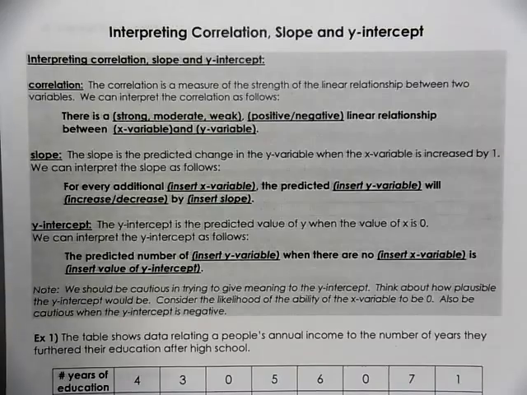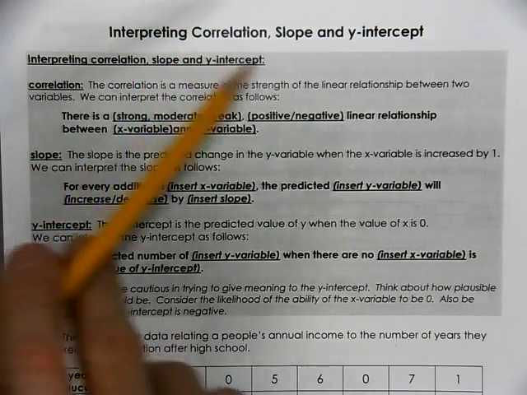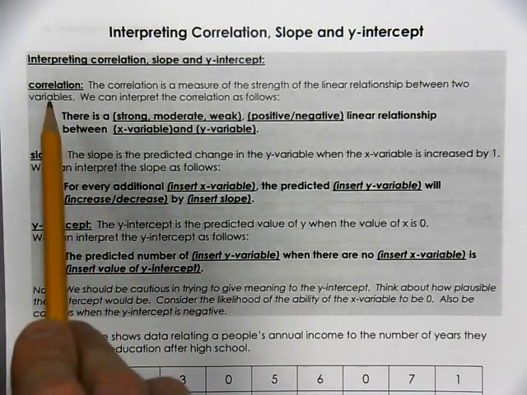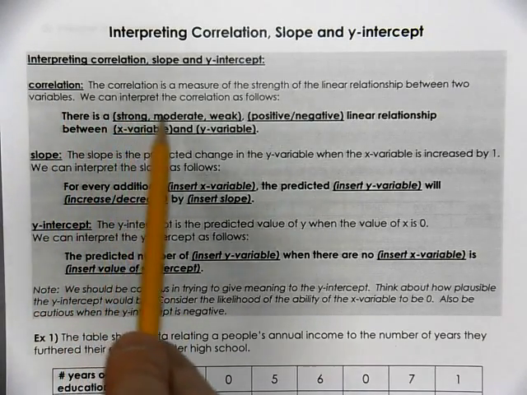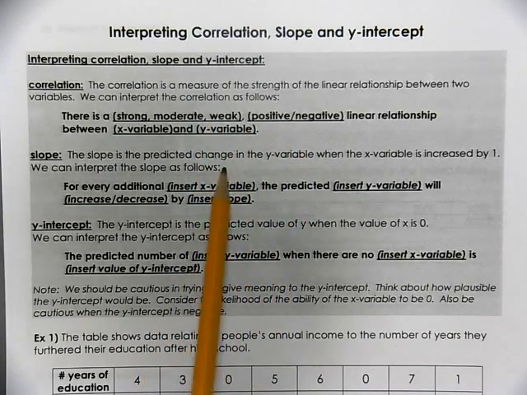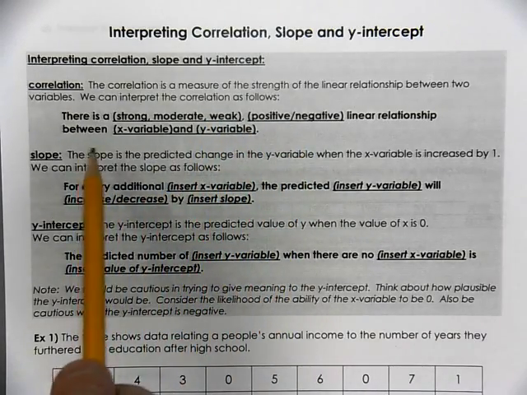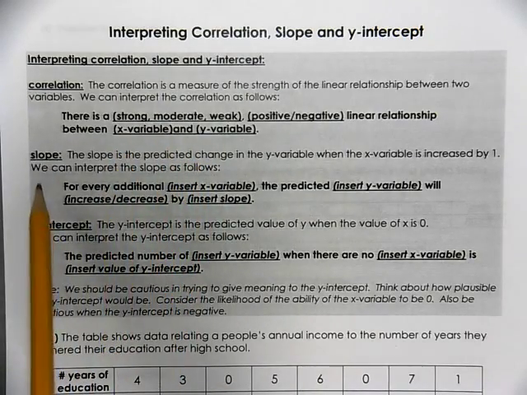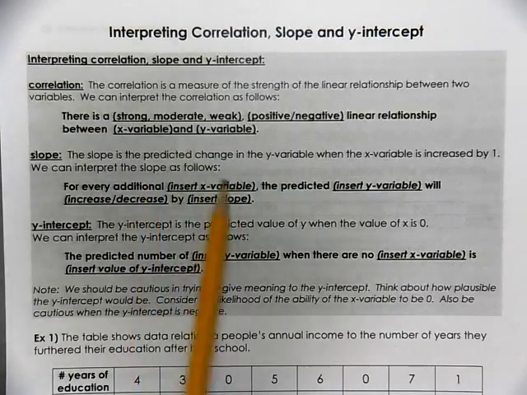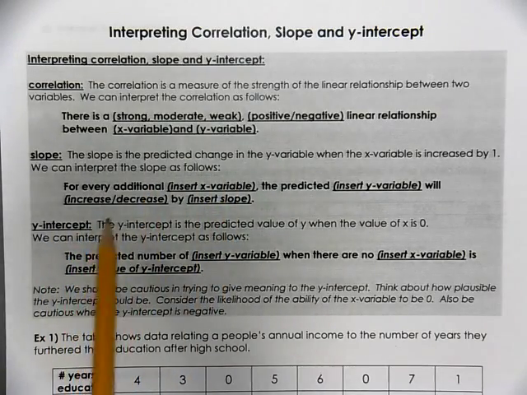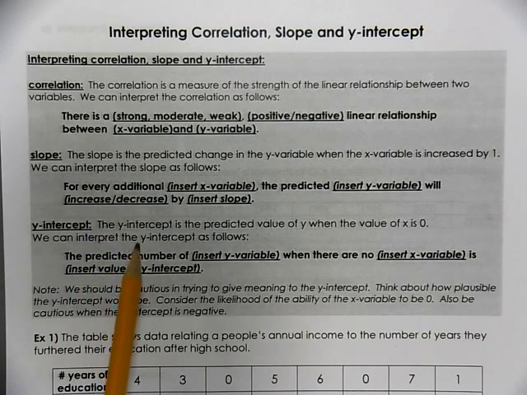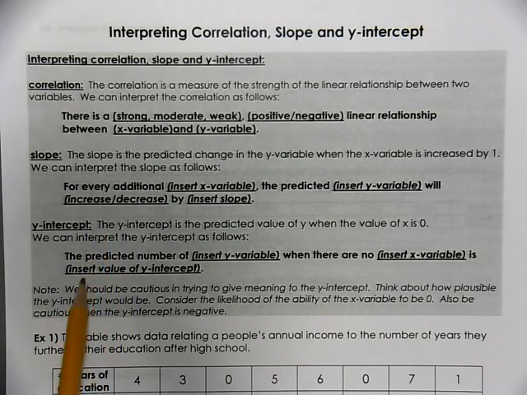Our next page will be to interpret the correlation, the slope, and the y-intercept. There's a lot of information in here. The correlation can be strong, it can be moderate, it can be weak, it could be positive or negative, and it's a relationship between the x and the y variables. Slope, of course, is the change in your y over x. It can be positive or negative. Your y-intercept, that's when your graph is crossing the y-axis.